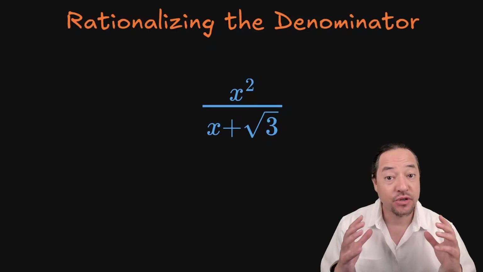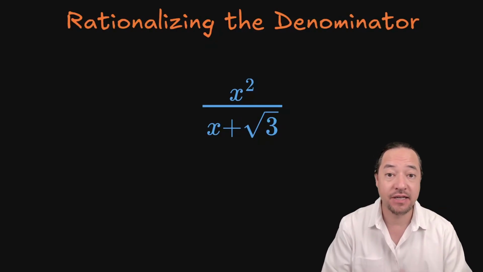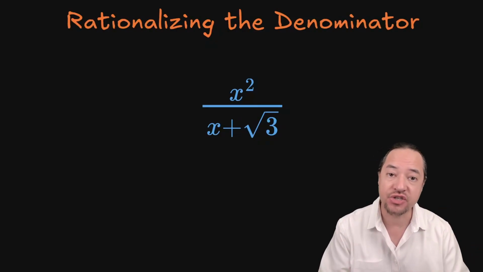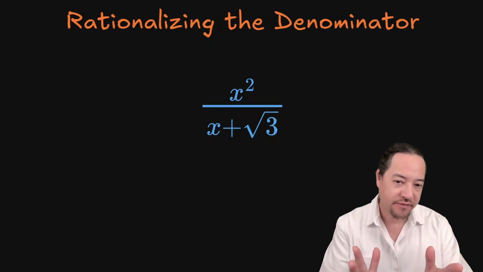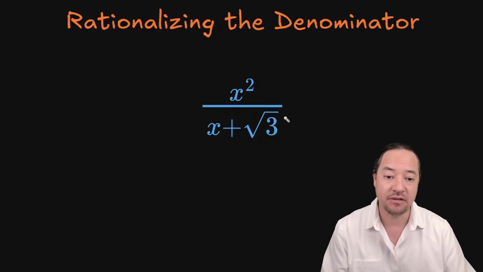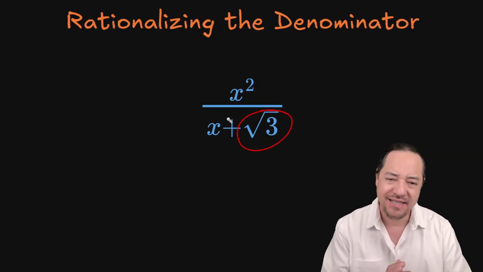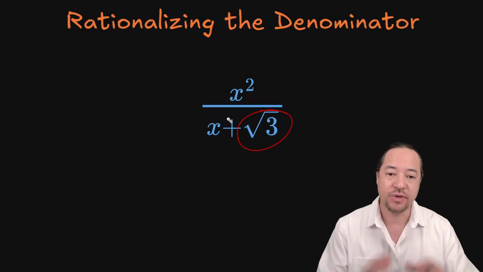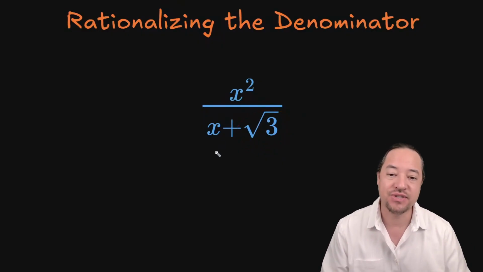Hey there, today we're going to learn how to rationalize the denominator of a fraction. What that means is you have a fraction, like the example on the screen here, with a square root in the denominator. The whole idea is that's an irrational number, and we don't like irrational numbers in the denominator.